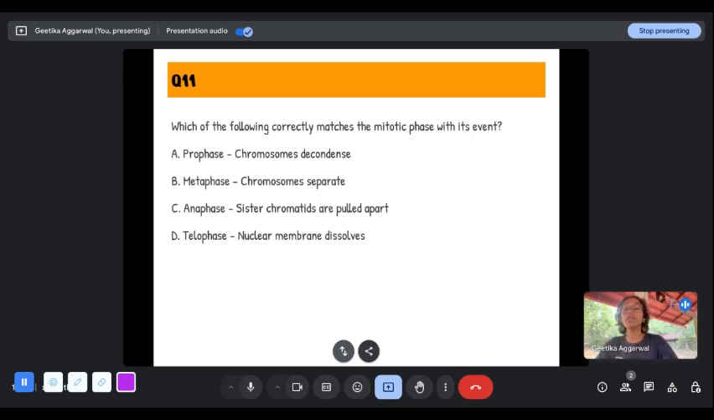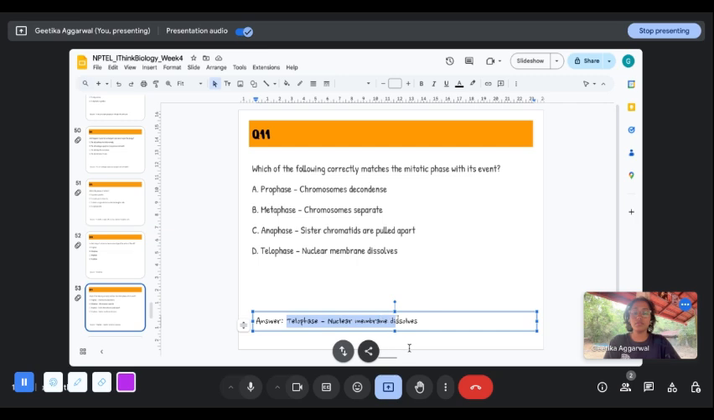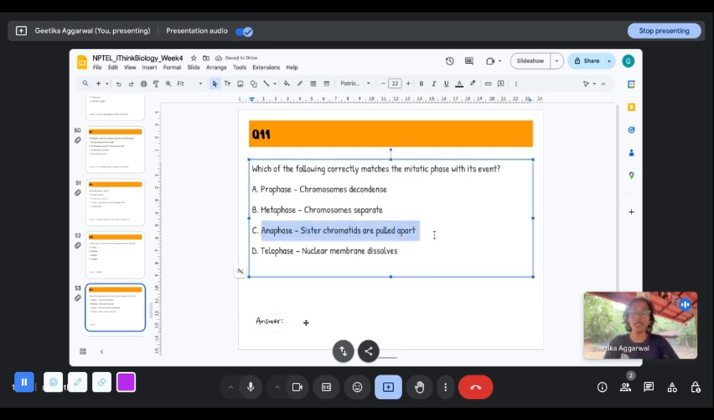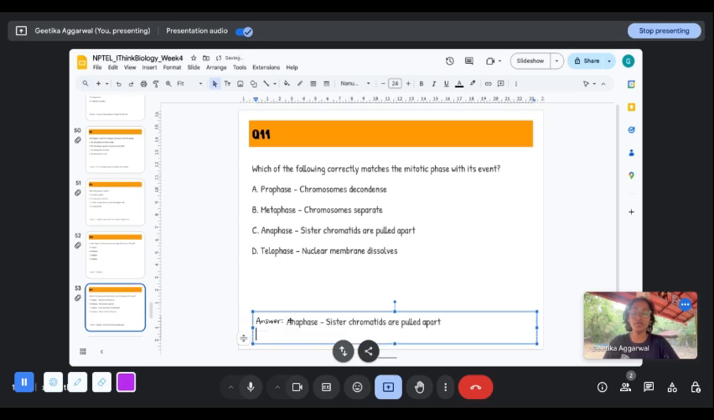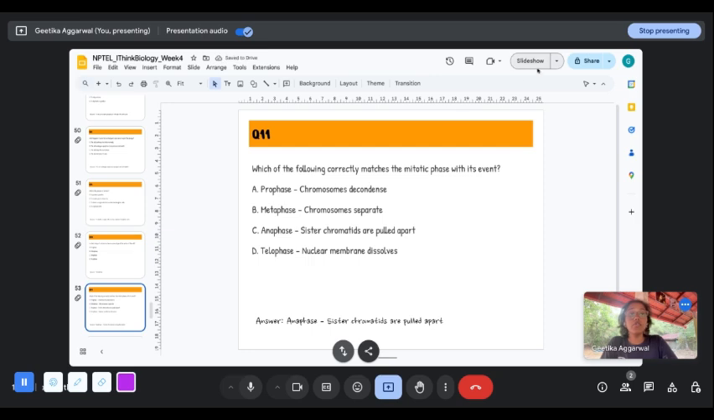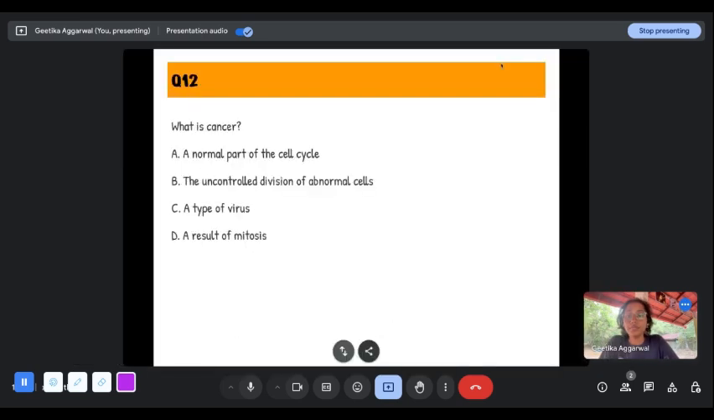The correct answer is that in the anaphase the sister chromatids are actually pulled apart. Moving on to the next question.